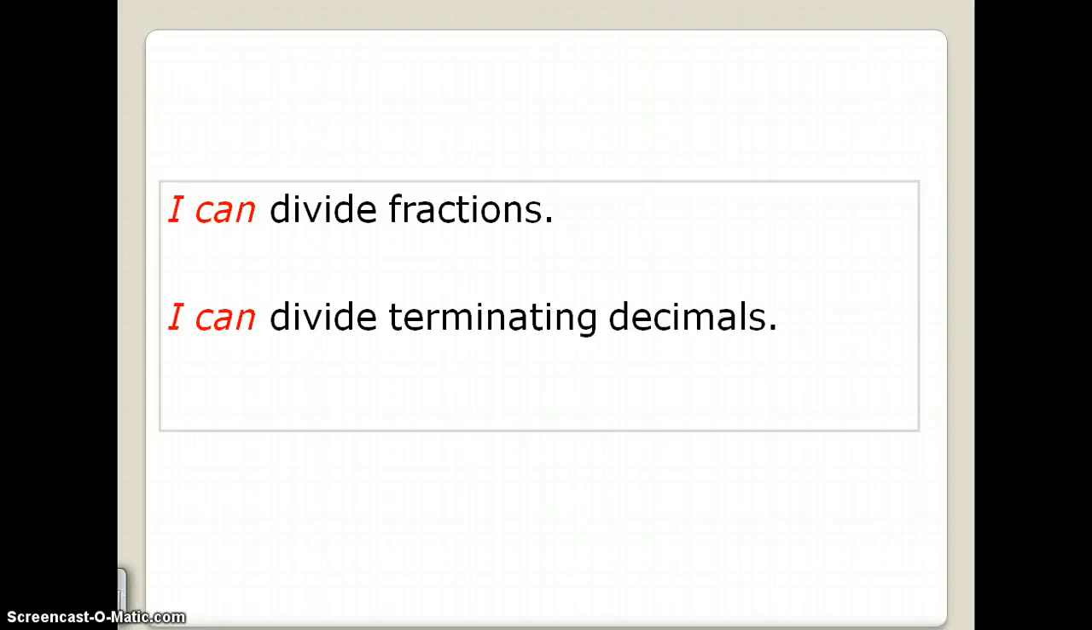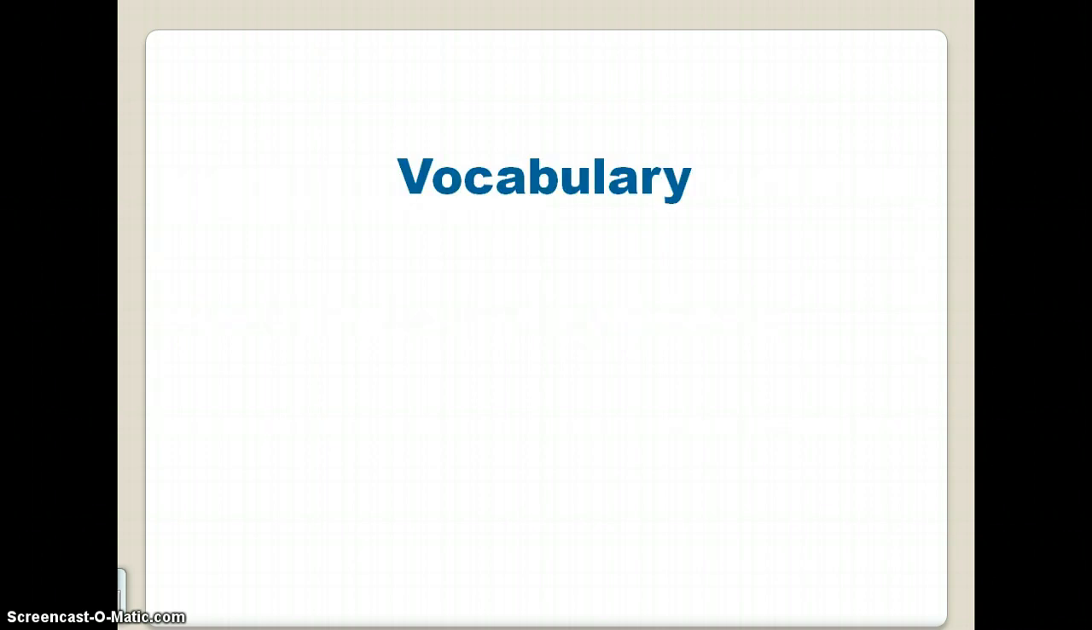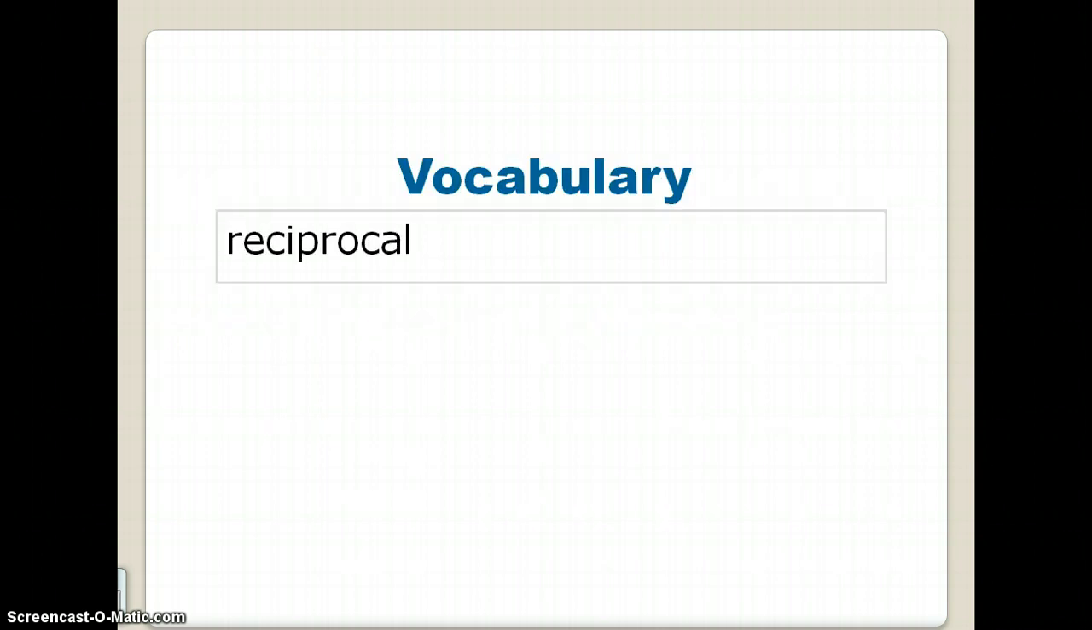Chapter 2, Section 5, Dividing Rational Numbers. Our objectives for today: I can divide fractions and I can divide terminating decimals. The only vocabulary today that's new for us is the word reciprocal.